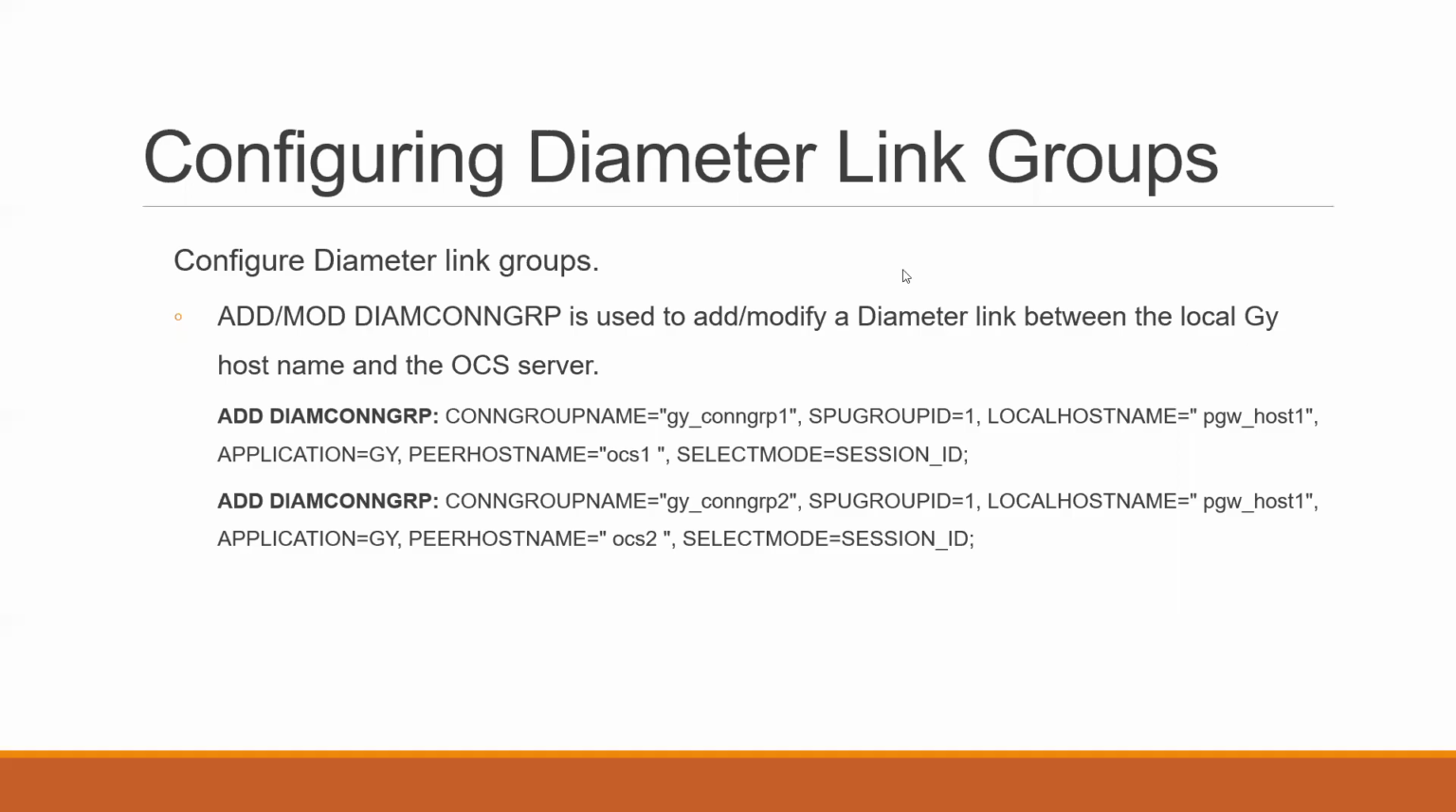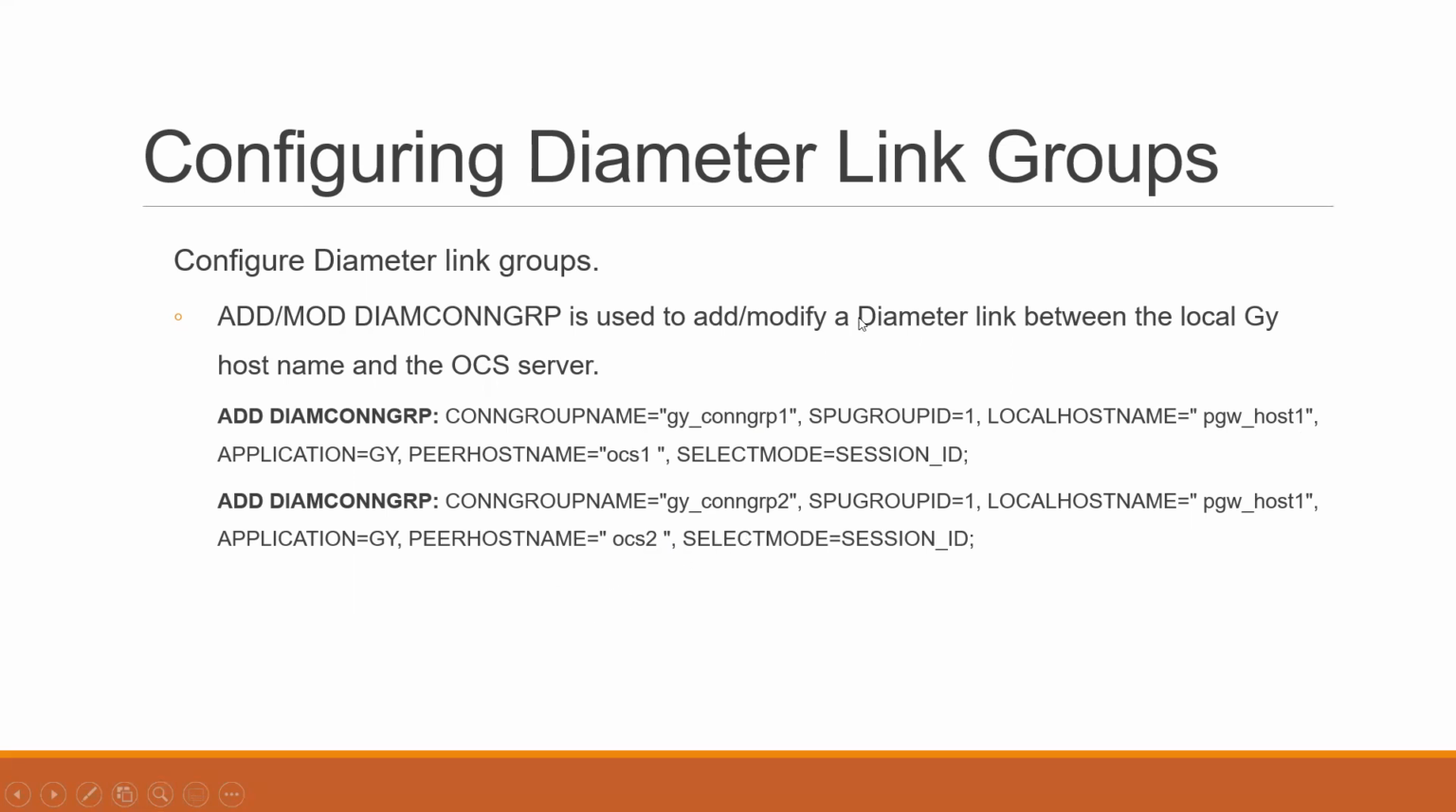Right. So once your diameter pair has been created, the next part is to create a diameter link group. A diameter link group is basically a link between your local GUI hostname and the OCS server. The first group name links your local host name with OCS1, and the next diameter connection group connects your local host name to your peer, OCS2. If you have three OCS, you're going to have a third one added.